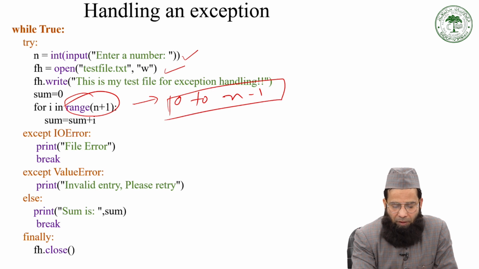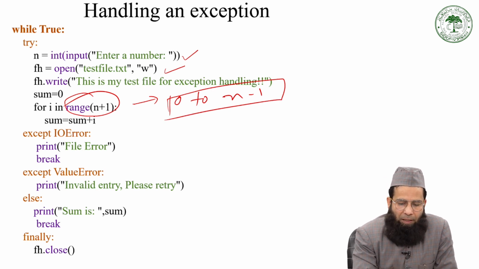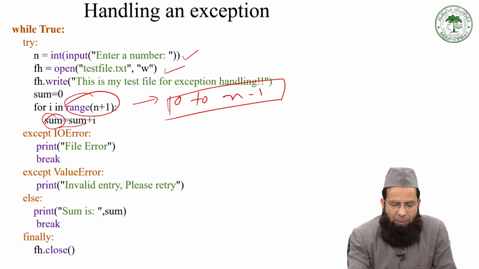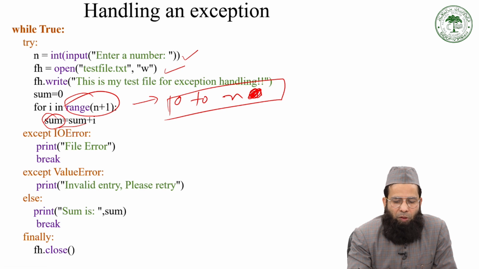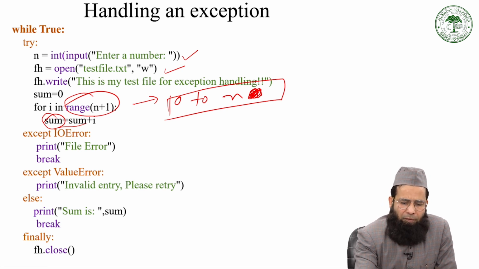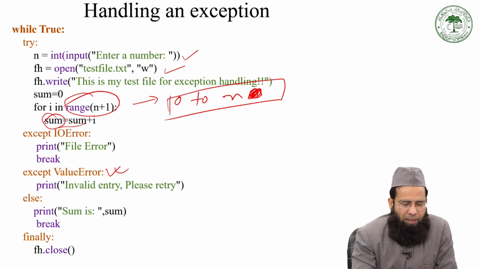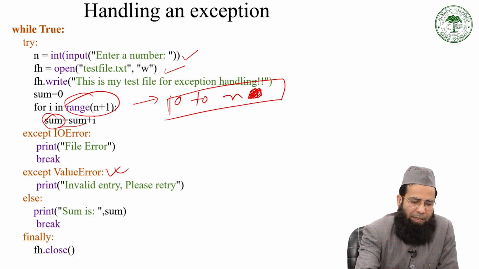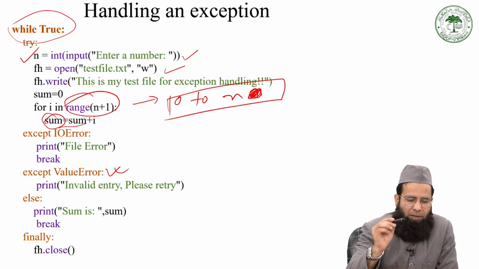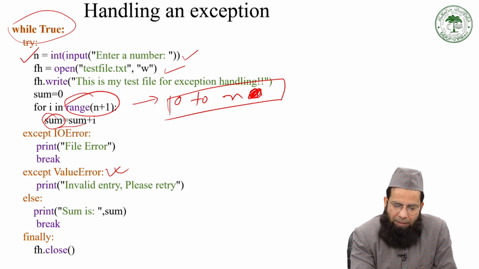So it would generate these particular numbers, and the variable sum is used to sum these numbers between 0 and n. Now if the user is not inputting an integer number, then what would happen? This particular error would be generated, and it will display a message, invalid entry, please retry, right? Since this code is inside the while loop, again it would come to this try block, and let's say it has entered the right number.